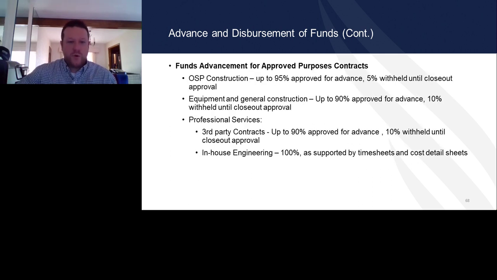Fund advancement for approved purpose contracts. The outside plant construction contract is up to 95% approved in advance, with 5% withheld until closeout. Equipment and general construction is up to 90% approved for advance. Professional services up to 90% of advance. And then in-house engineering up to 100% supported. One of the things to remember on this is you can't just execute your contract and draw down 90% or 95%.